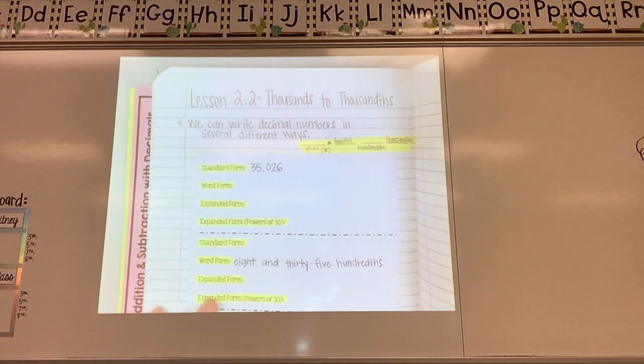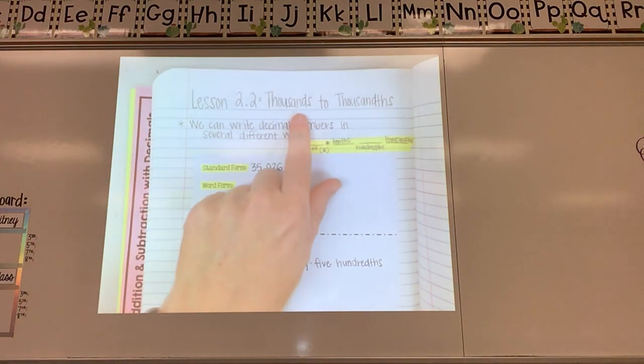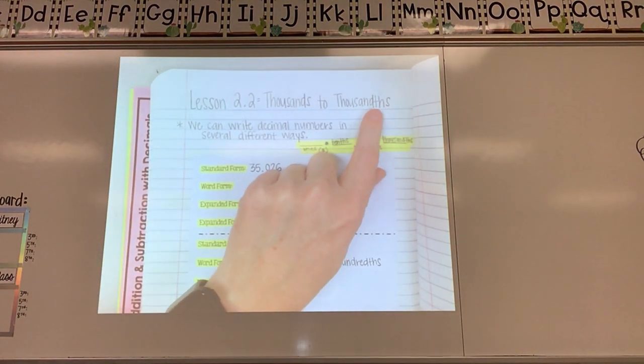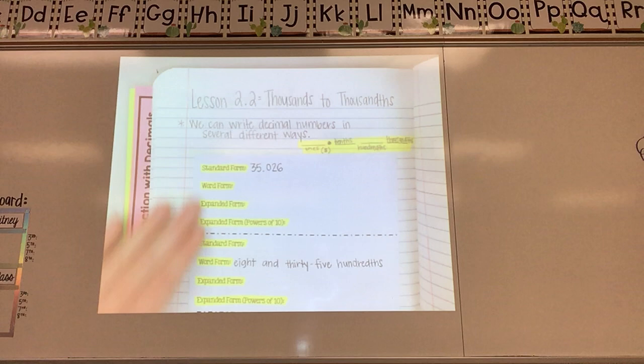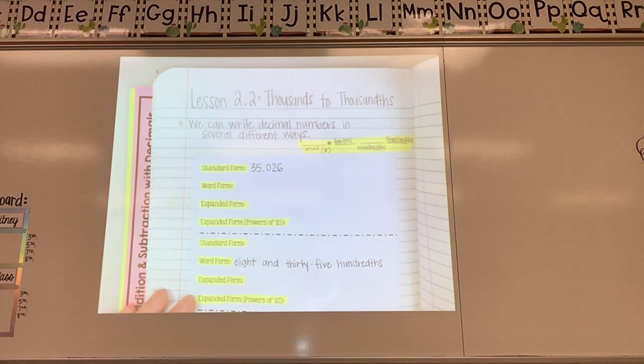Hello, fifth grade. Today's math lesson was over lesson 2.2, which is thousands to thousandths. So that means that today in front of our decimal point, we are going to have some whole numbers, some big numbers like dollars, and then we'll have those numbers that come behind our decimal just like we did yesterday. Today's notes is going to be some practice with some different things that we can do with decimal numbers.